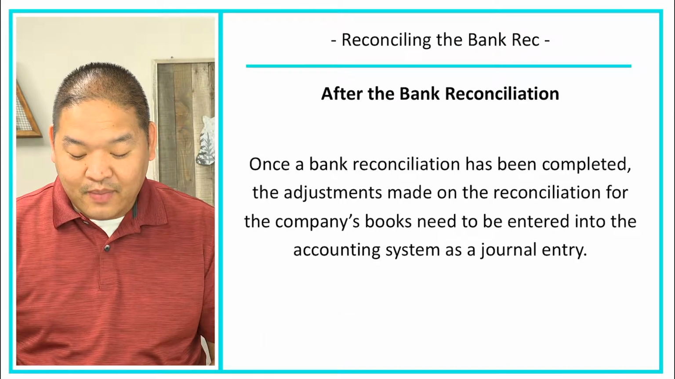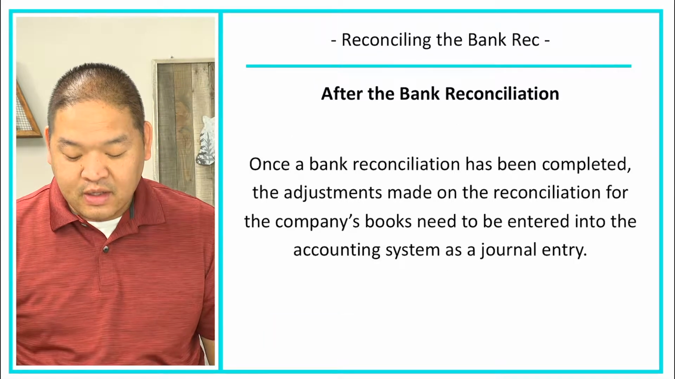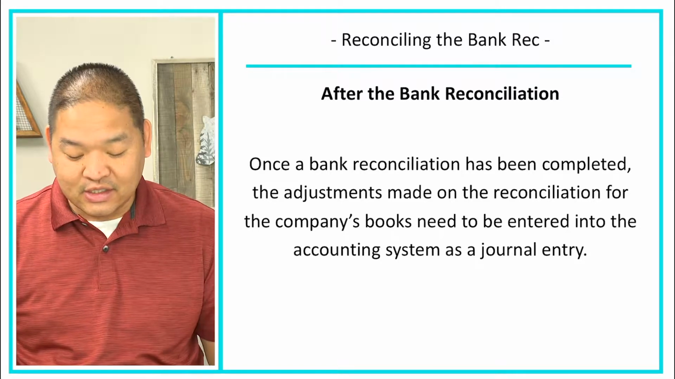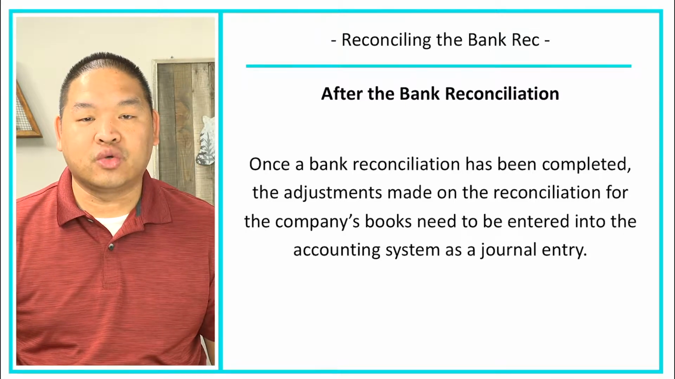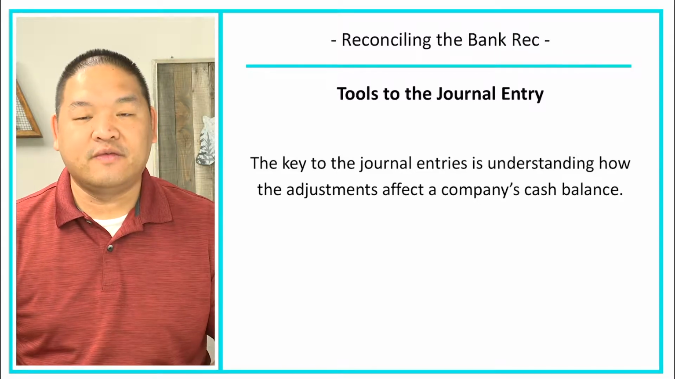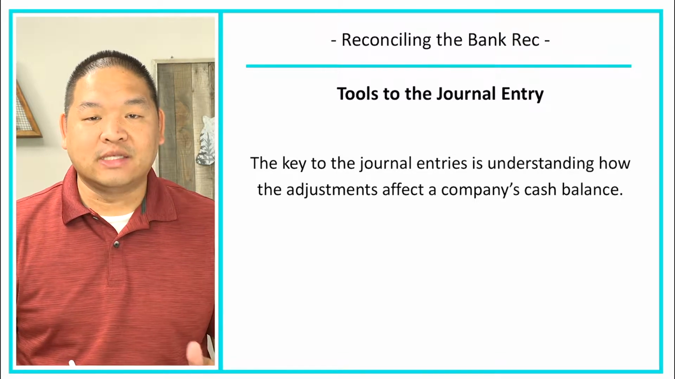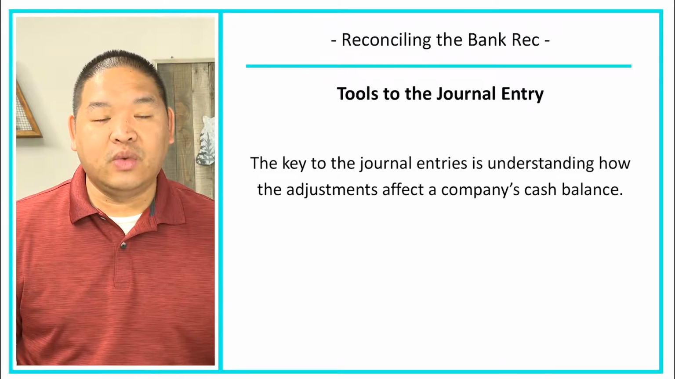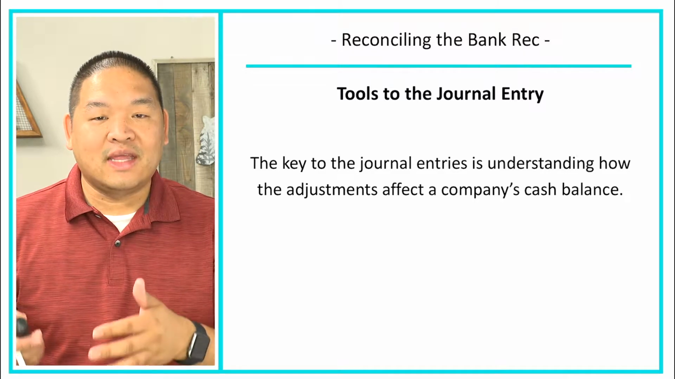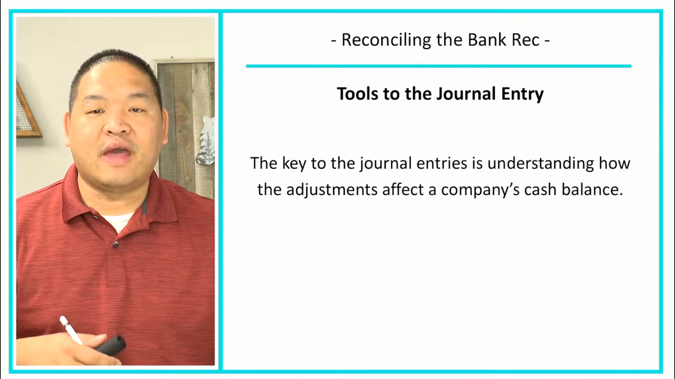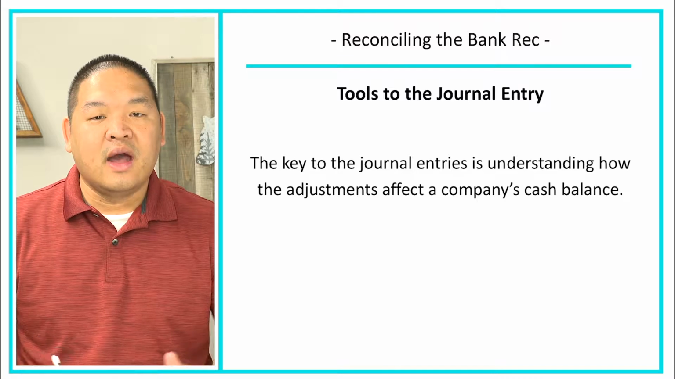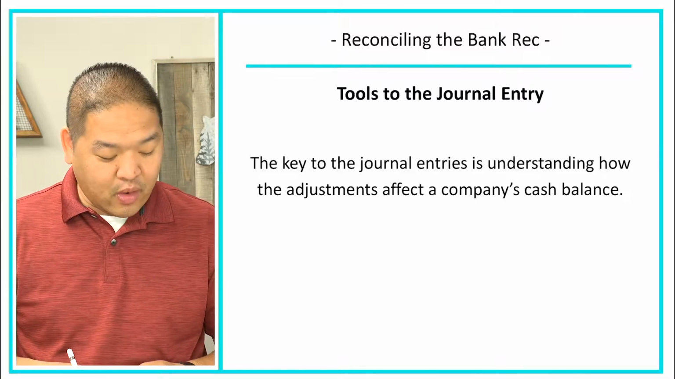Now, once the bank reconciliation has been completed, the adjustments made on the reconciliation for the company's books need to be entered into the accounting system as a journal entry. The key to the journal entry is to understand how the adjustment affects the company's cash balance. So as we look at all of these adjustments that we need to make, we have to understand the context of the issue and how we take that issue and turn it into a journal entry that fixes that issue on our books. So that's what we need to do: understand the context of the journal entry that we're going to need to make.